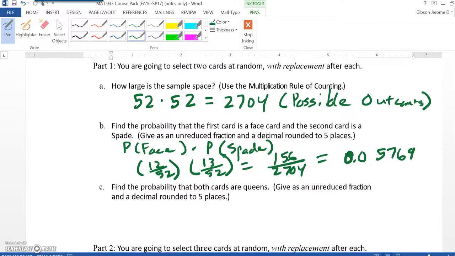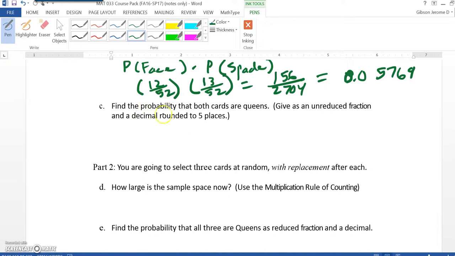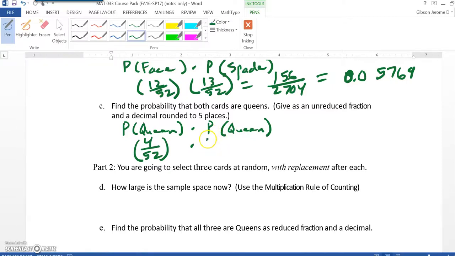Now, we come here to C. It says find the probability that both cards are queens. Okay, so now we have a probability of a queen times the probability of another queen. Now, there are 4 queens in a deck of 52 cards. So this would be 4 over 52. And since we're replacing it, we're putting it back, it still would be 4 queens out of 52 cards.